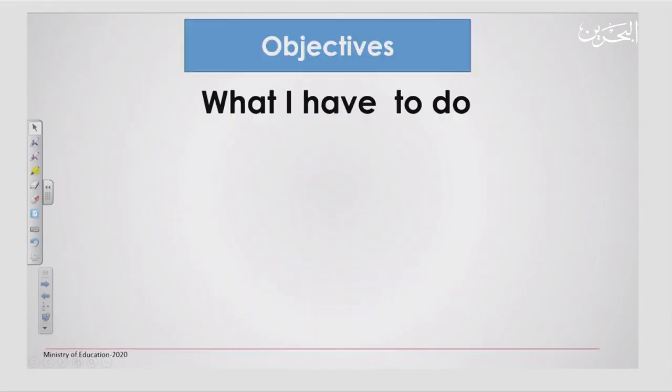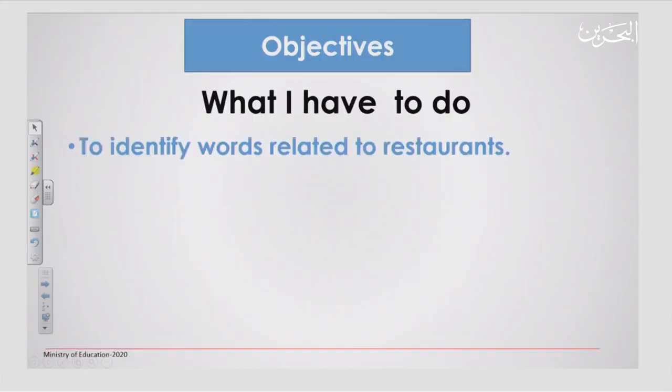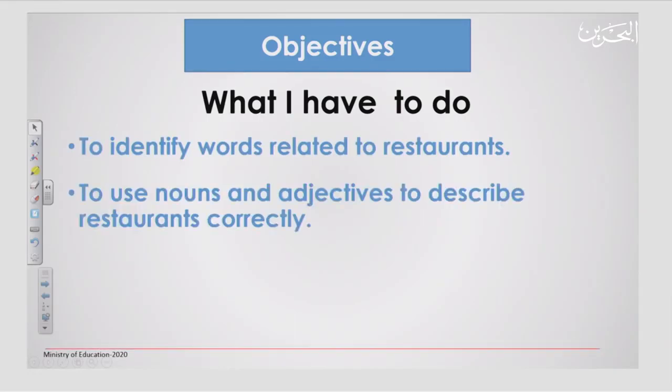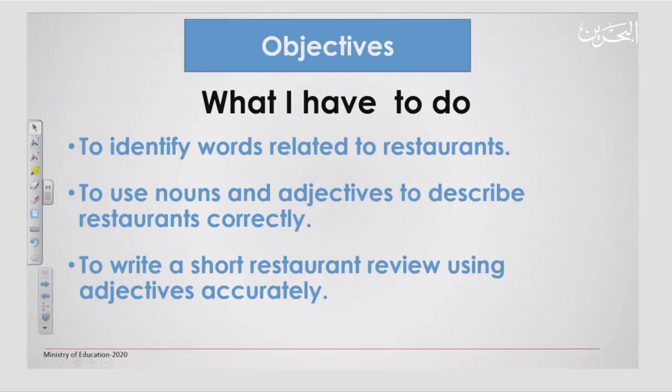The objectives that we're going to cover: one, to identify words related to a restaurant; two, to use nouns and adjectives to describe restaurants correctly; three, to write a short restaurant review using adjectives accurately.